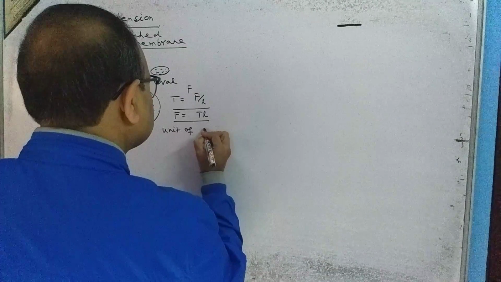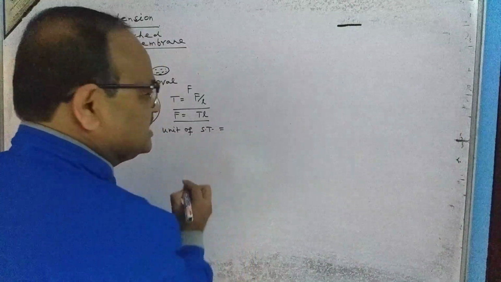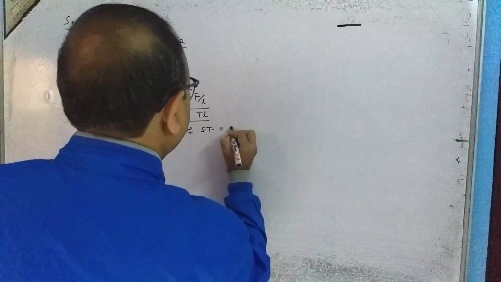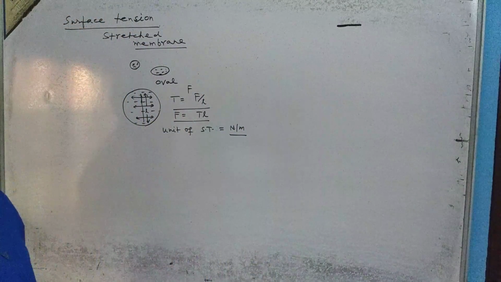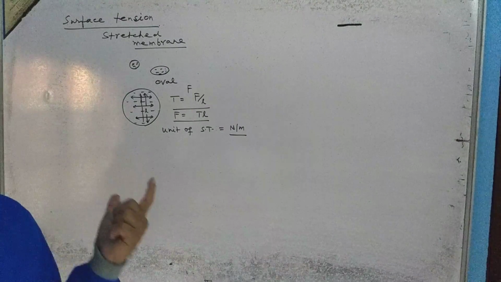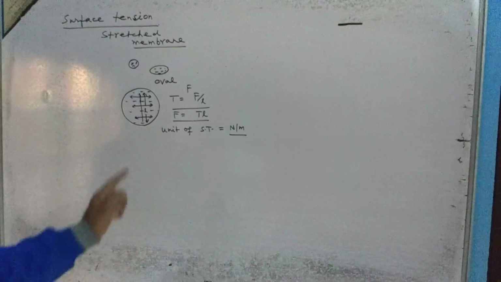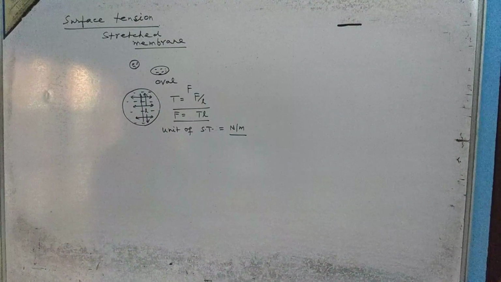Obviously, the unit of surface tension, ST stands for surface tension, will be definitely Newton per meter. Dimension you can very easily find out. That is not at all a problem. So, unit of surface tension is this.